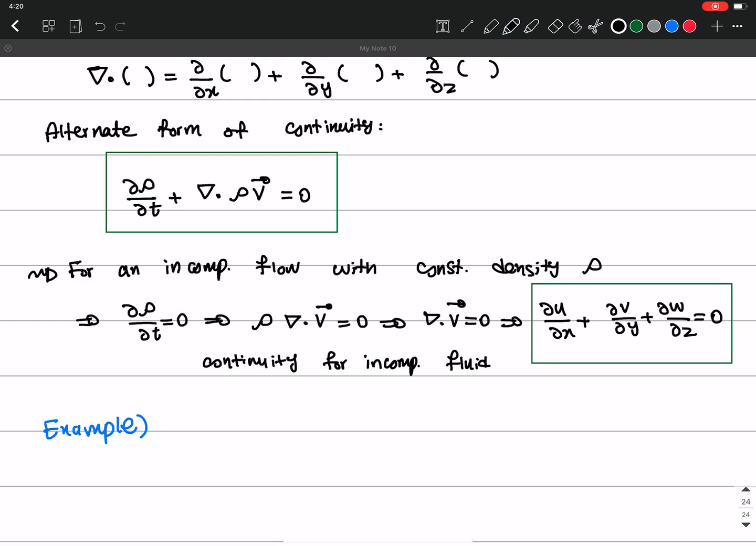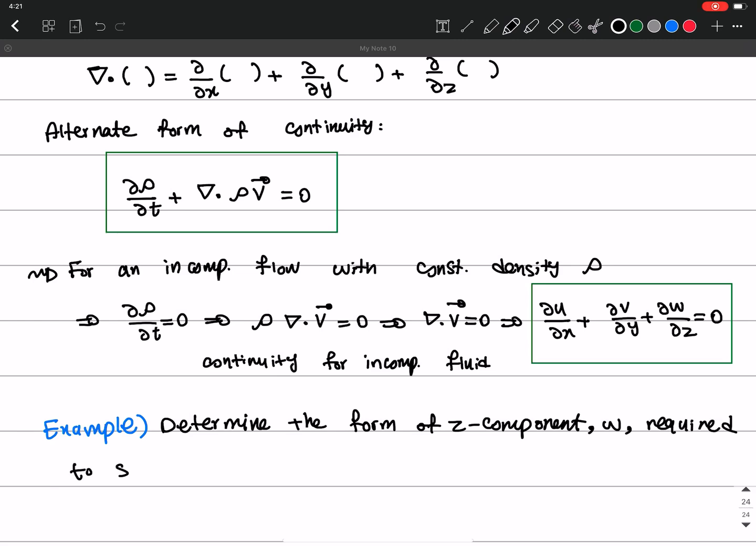The question asks, determine the form of z component w required to satisfy the continuity equation for an incompressible fluid.